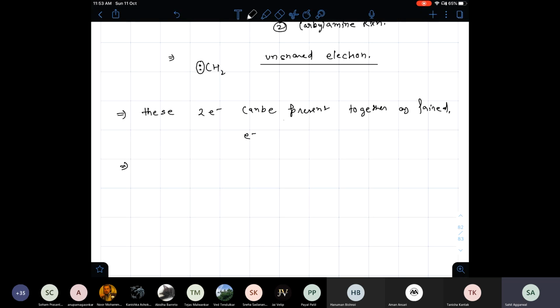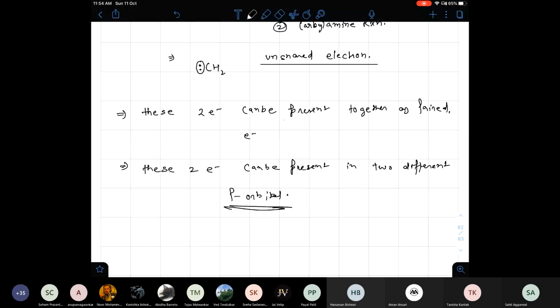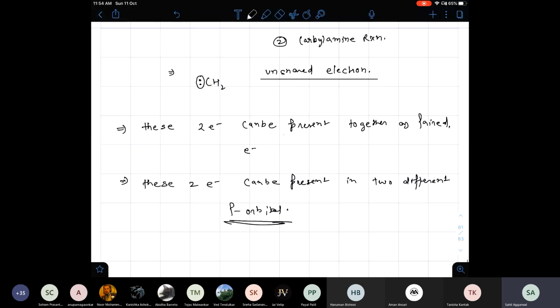or these two electrons can be present in two different p orbitals. Copy it fast.